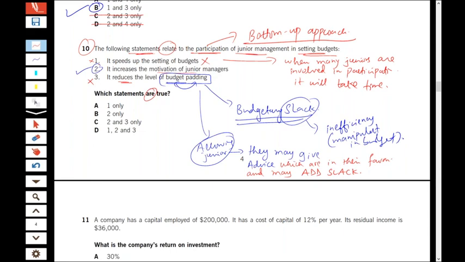Okay, so which option is correct? Option 2 is correct. Have you people understood this explanation?